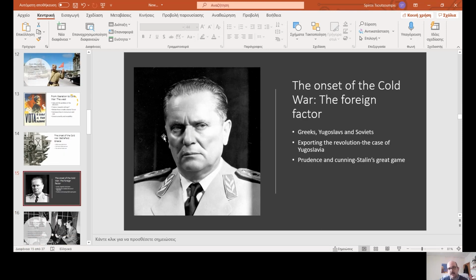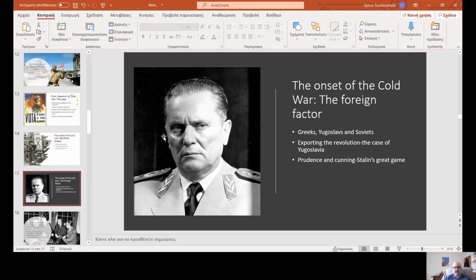But this was not just an internal Greek affair, because already I've tried to sketch an image of a Europe in turmoil and of the importance of the foreign factor, the role of the Soviets and the British and the Americans. So the Greek Civil War was not an isolated event, it was part of a broader wave of hostilities, a broader wave of unrest across Europe. And so the Greek civil war is set in motion not just by the Greeks, but also by outside forces, like the Yugoslavs and the Soviets.